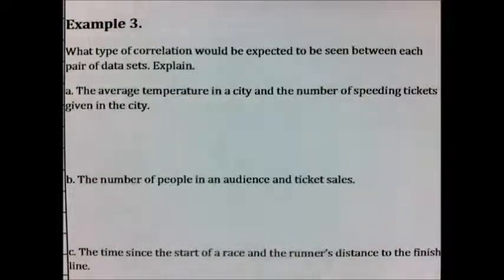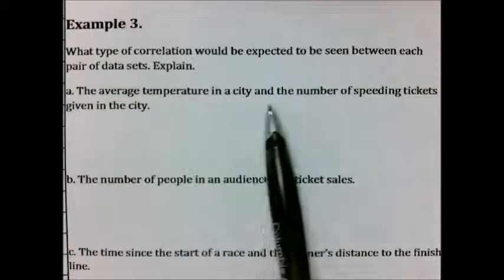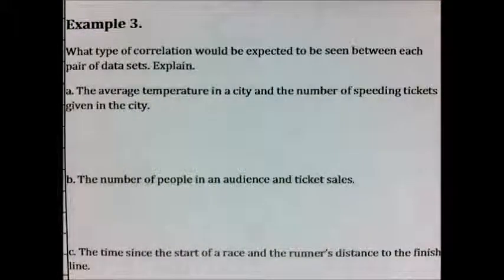All right, example 3 asks us to think about a situation and decide what type of correlation would be expected between the pair of data sets, and then we have to explain it. So we're given 3 situations here, and we have to decide what type of correlation might be given. This first question is the average temperature in a city and the number of speeding tickets given in the city. And if we think about this for a second, do you think there's really any correlation between if the temperature is nice, then there's more speeding tickets? Not really.